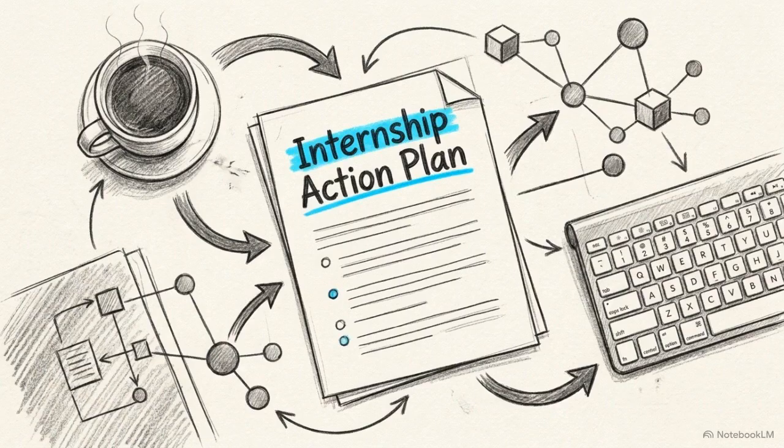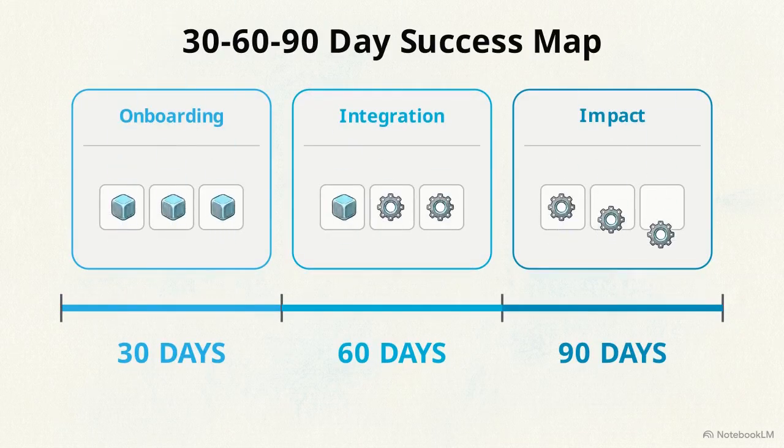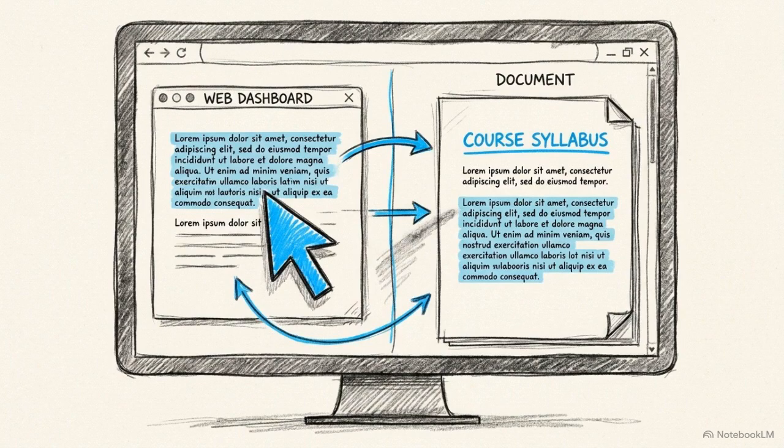For an intern manager, the output includes a project scoping guide and a 30, 60, 90-day success map tailored to the specific industry and team needs you identified. To implement the results, highlight and copy the text from the dashboard. Then, paste it directly into your existing operational documents, like your syllabus.